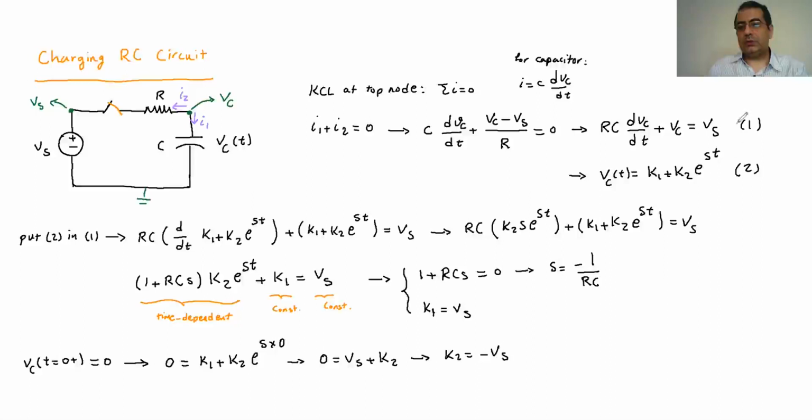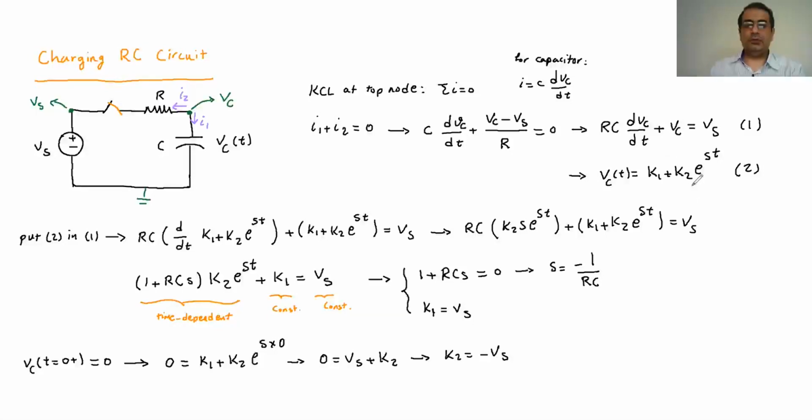The solution to that differential equation is this equation 2. This is our solution. We know the format the solution has. K1, K2, and S are unknown, and we want to find them. The first step is that if this is a solution, it should satisfy the original equation. So we put the solution into the original equation and we solve it, and eventually it gives us the K1 and S. And then we need to find the K2.